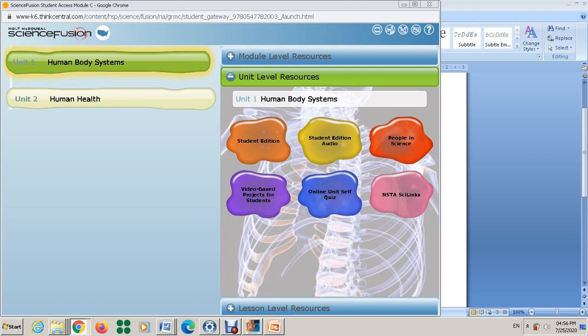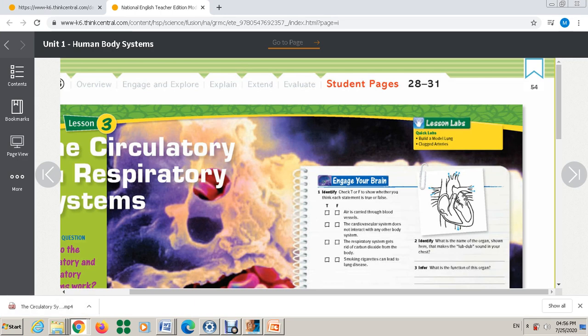You have 4 statements, which are true or false questions. We want to solve them now, to think about them and solve them. The first one: air is carried through blood vessels. Do you agree with this statement? Is all the air around you, when you breathe it, carried by blood vessels? For sure, no. It's false. What is the thing that is carried? The oxygen and carbon dioxide, right?